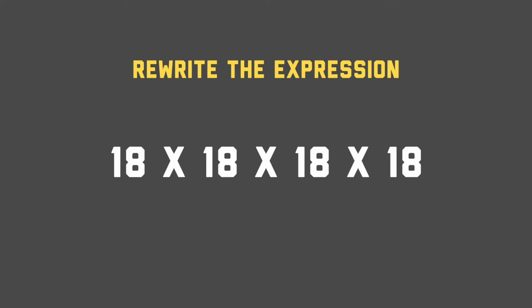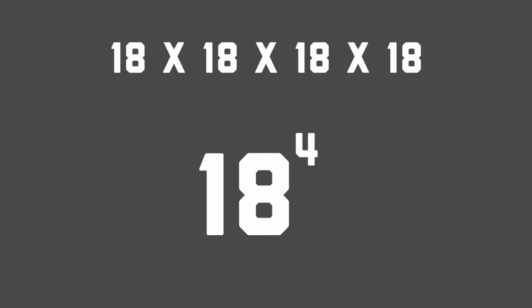So try writing these numbers in exponential form. 18 times 18 times 18 times 18. That becomes 18 to the 4th. All right, what about 5 times 5 times 5? That becomes 5 to the 3rd power. What about 2 times 2 times 2 times 2 times 2 times 2? If you guessed that equals 2 to the 6th, you are correct.